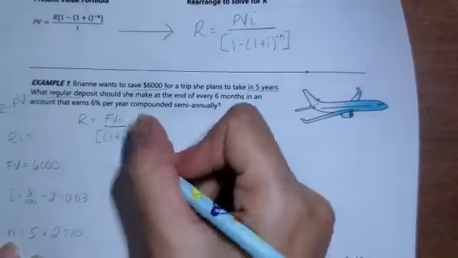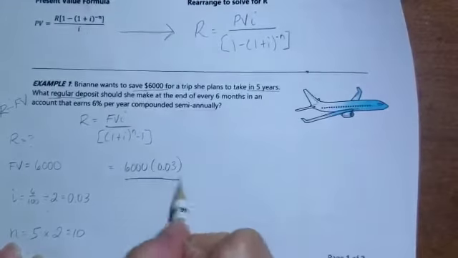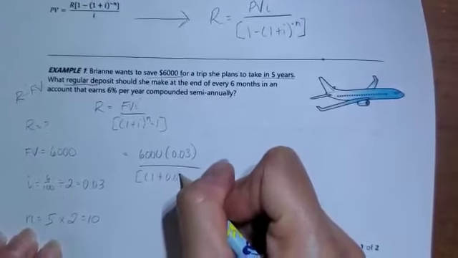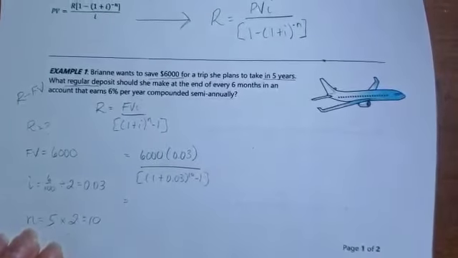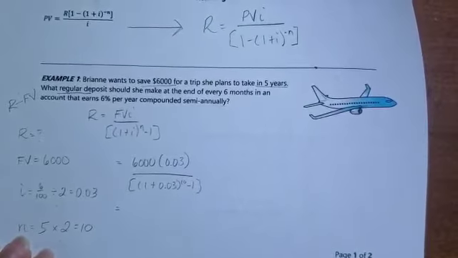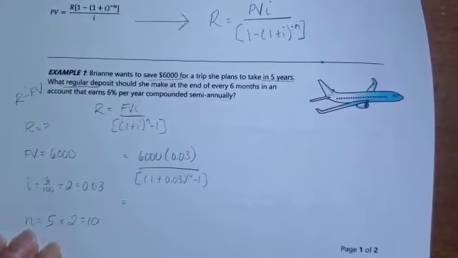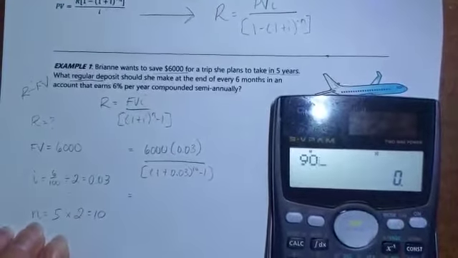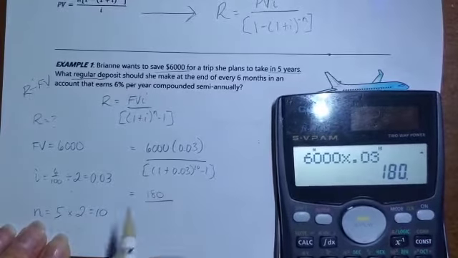So if we substitute our values, 6,000 times our interest, all over the bracket. Again, don't do this on your calculator all at once. Follow BEDMAS. So we will simplify our numerator. 6,000 times 0.03 is 180.